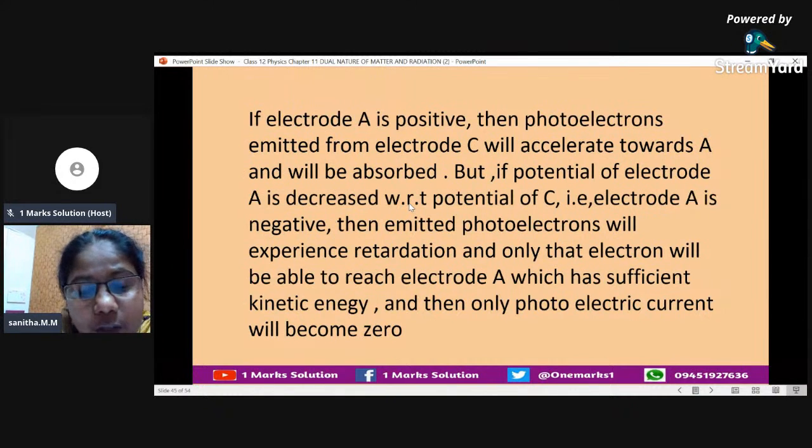Why is it called a stopping potential? They are stopped from the attraction of the anode, we can say. They are not coming to the circuit. That means photoelectric current is also zero. That is why we'll call it a stopping potential. And only that electron will be able to reach electrode A which has sufficient kinetic energy. And then only the photoelectric current will become zero, we know that. Otherwise, they will be moving back and photoelectric current is zero. When photoelectric current is zero, that potential we'll call a stopping potential.